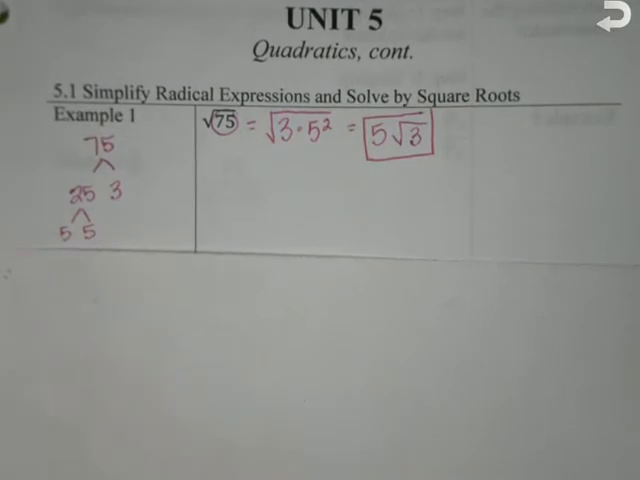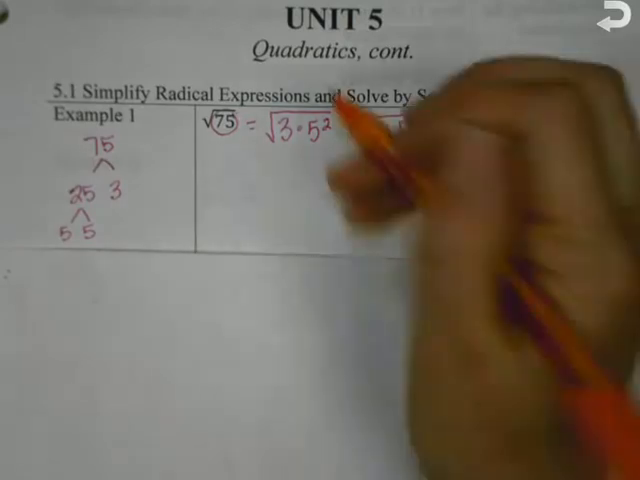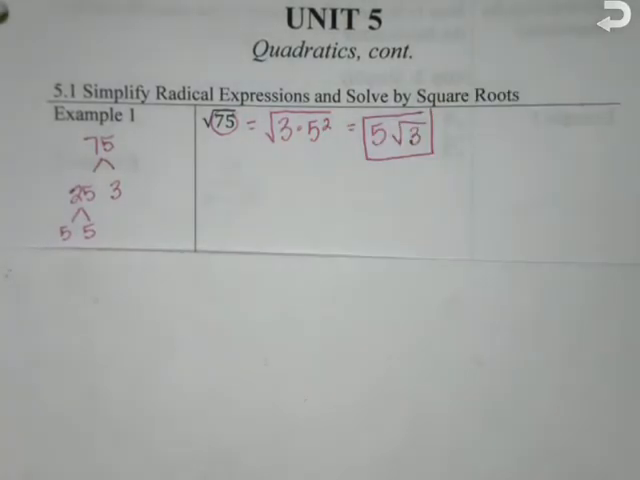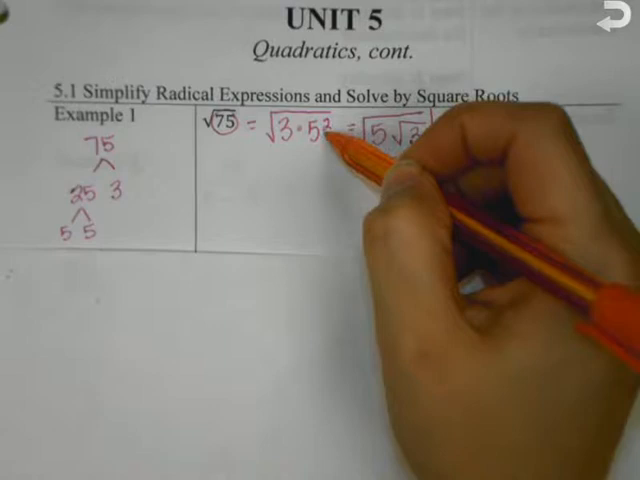So we can only pull out perfect squares. Everything that's not a perfect square has to stay on the inside. And the reason why I write it out as 5 squared is because this is going to help us later on when we start taking cube roots and 4th roots and bigger roots than just a square root. Okay, so writing out the exponent is going to help us later on.